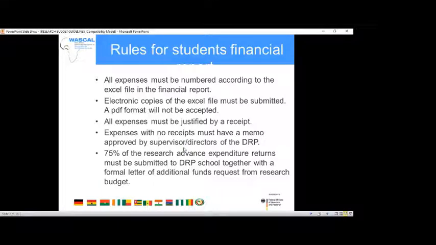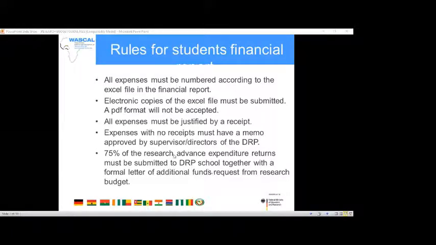Now, according to Okeleye's question, expenses with no receipt must have a memo approved by supervisor or directors of the DRP. Any expenses you incur without receipt, for example, you took Okada or Kabu from University Gate to your hostel. The Okada man may not have a receipt to give you. Some of you will go into the field, remote areas where you meet the locals, and you will pay field assistants some token. They may not have a receipt to give you.